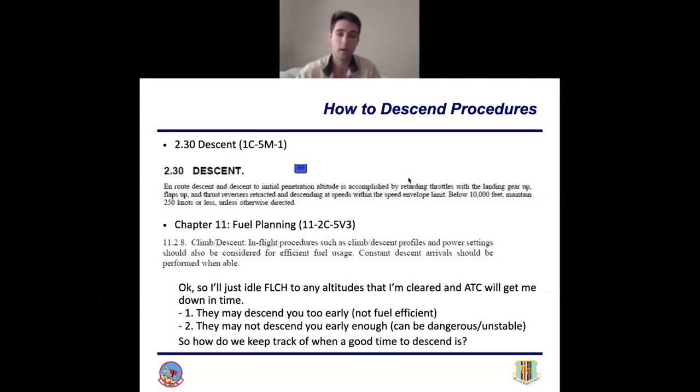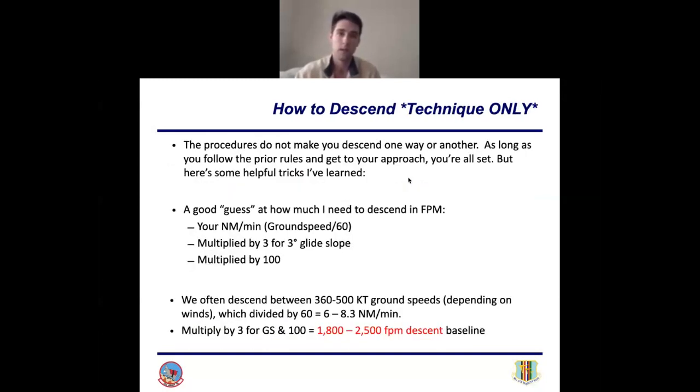And so if I'm telling you that, how do you keep track of when you should descend if you can't just trust ATC to do it for you? The procedures don't make you descend one way or another. If you follow the prior rules that I picked out of the Vol 3 and the Dash 1, then you're good. So there are some different helpful tricks that I've been taught and I've seen other people do. And I tried to encompass them without getting too deep into the math.